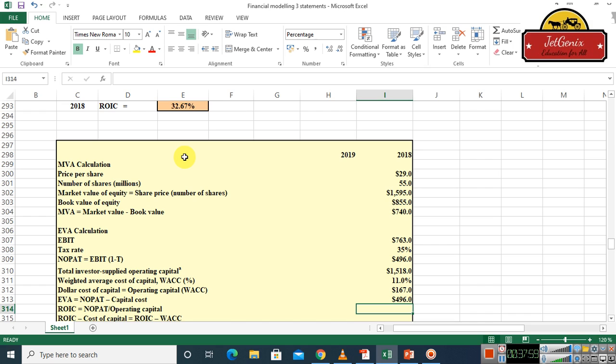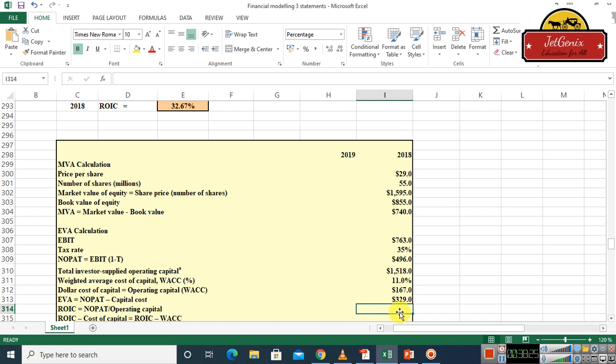Oh guys, sorry, we have to subtract the cost of capital from this figure. So here you can see, just press minus, and this is the cost of capital, we have calculated it right now, and press enter. So this is the EVA, and again it is positive, so the $329 of EVA.